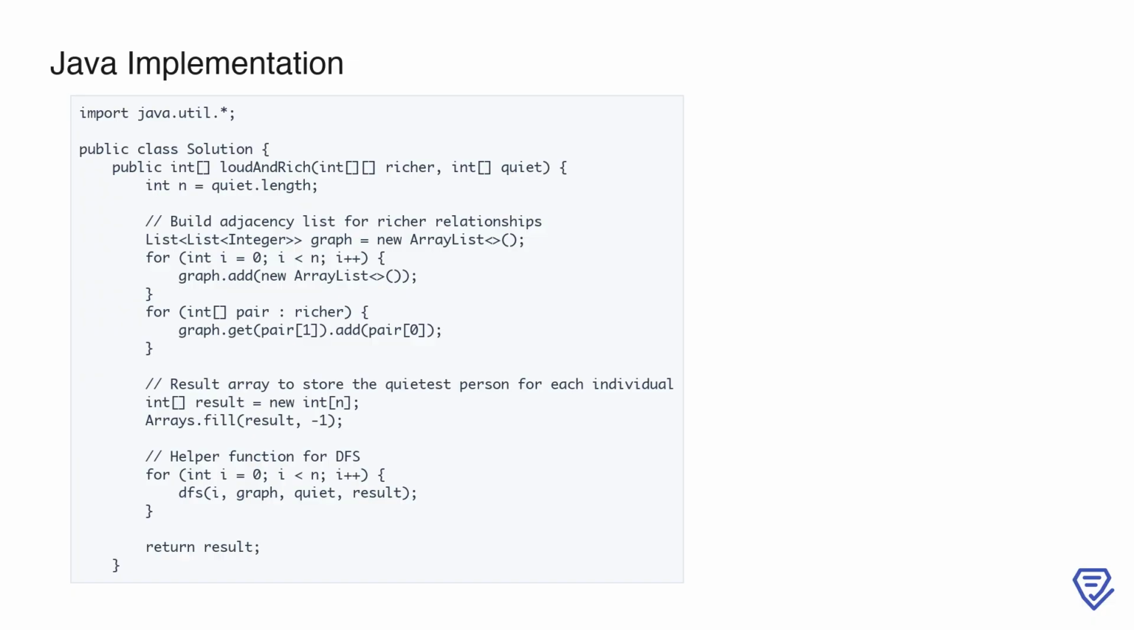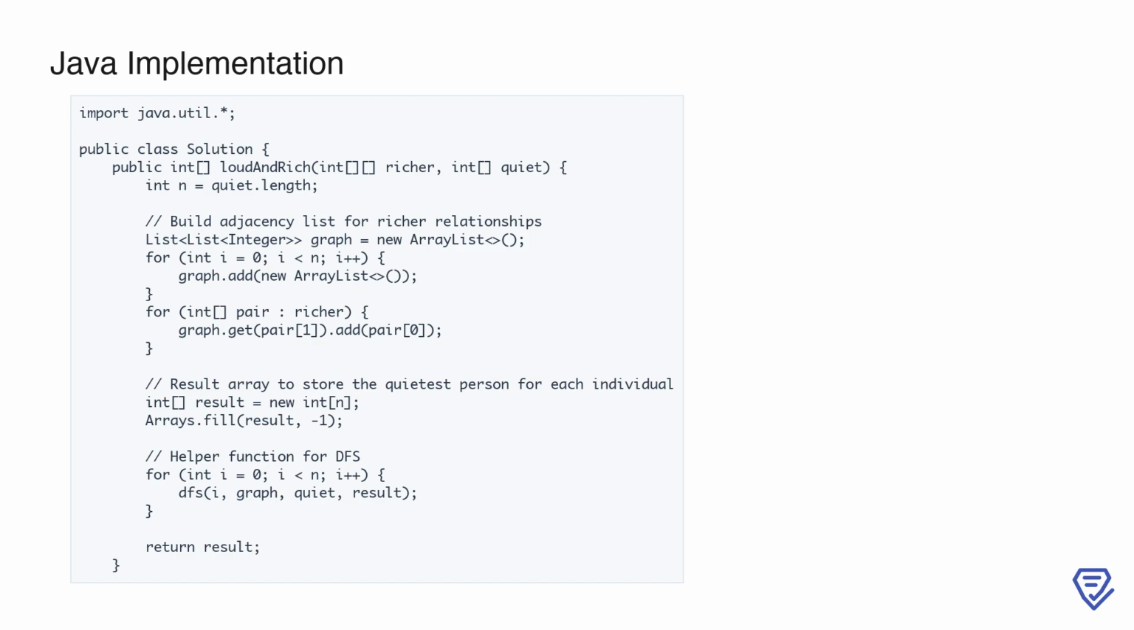The loud_rich method accepts two inputs: the richer array, which represents the richer relationships, and the quiet array, which provides the quietness level for each person. First, we determine the number of people, denoted by n, based on the length of the quiet array. Next, we create an adjacency list to represent the richer relationships as a graph. Each person is a node, and if someone is richer than another, we add a directed edge from the richer person to the poorer person.